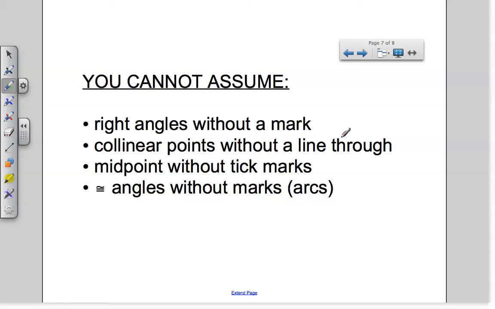So, talking about some postulates today. Again, you don't need to memorize the numbers, but be able to use all of these postulates. Draw some diagrams today.